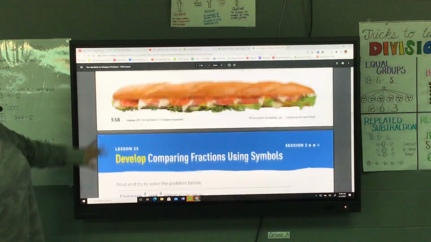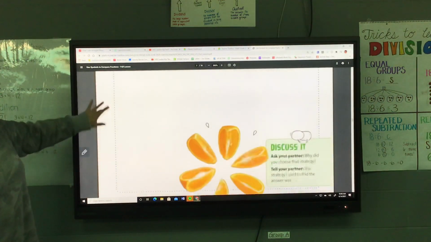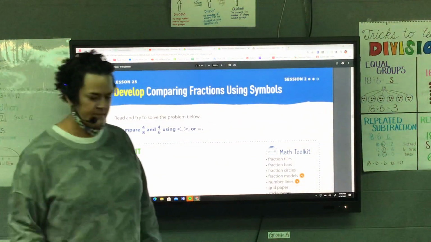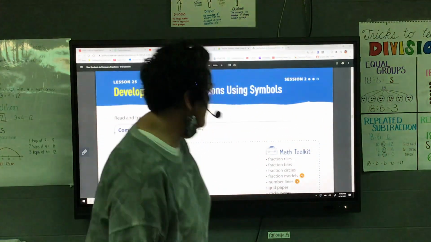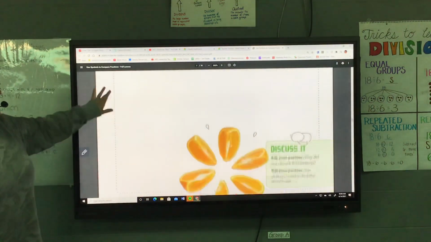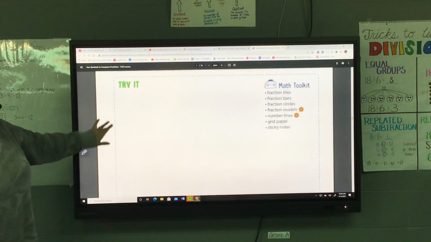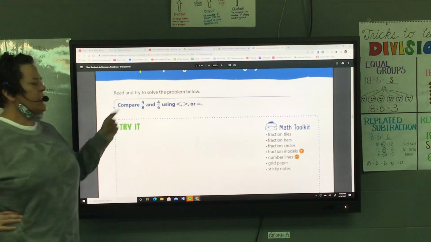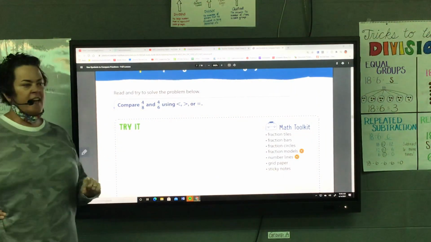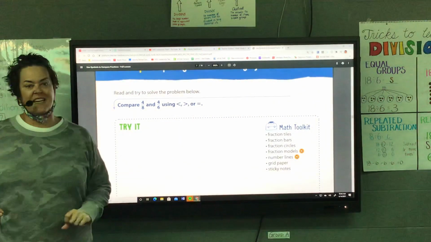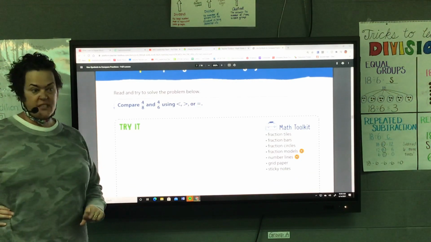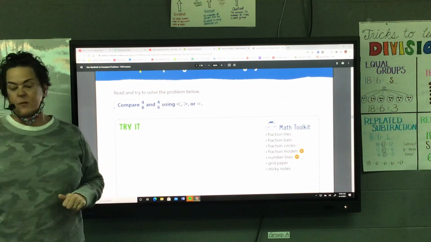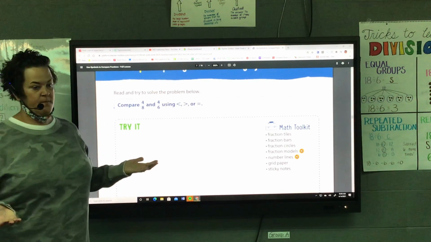Okay, so we're ready to look at page 539. 539 has the oranges at the bottom there. Now they want us to compare 4/8 and 4/6. Different denominators. So I can't just look at my numerators now, can I? Because that's not going to help me out.